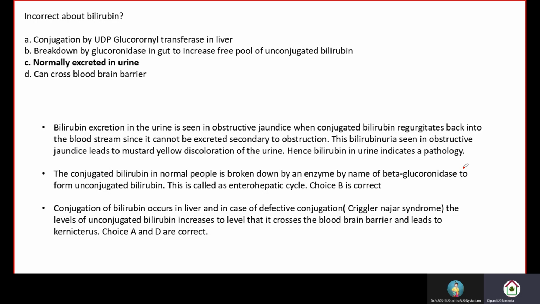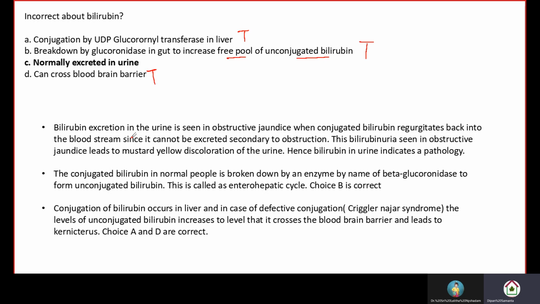So first option is conjugation by UDP glucuronyl transferase in liver. This is true. It helps in breakdown by glucuronidase in gut to increase the free pool of unconjugated bilirubin, and it can cross the blood-brain barrier. That's why kernicterus occurs. Too much increase of bilirubin in jaundice leads to kernicterus, especially in neonatal patients. So remember that bilirubin can cross the BBB, the blood-brain barrier.